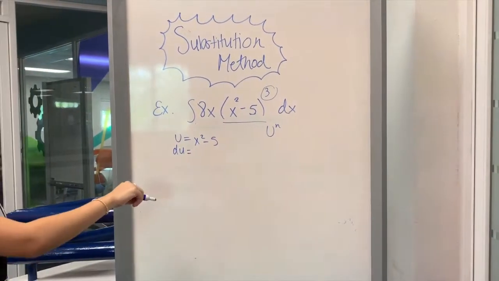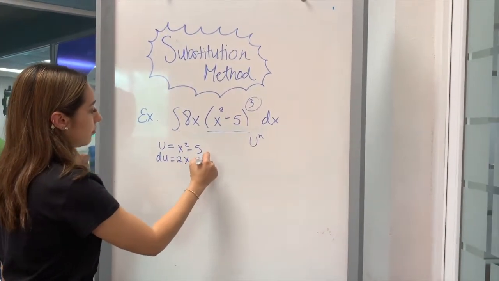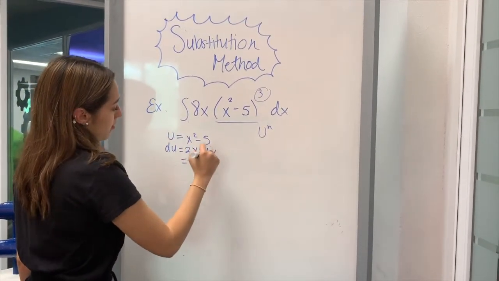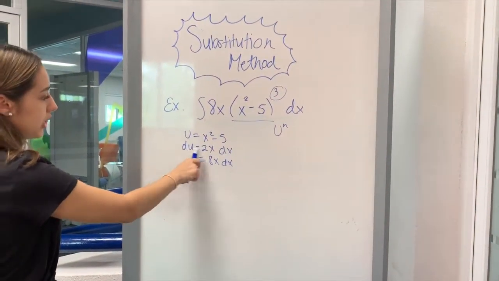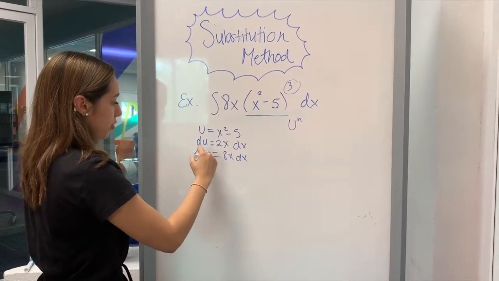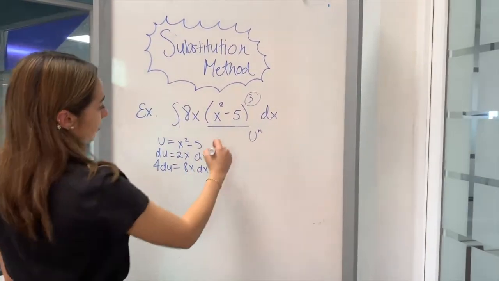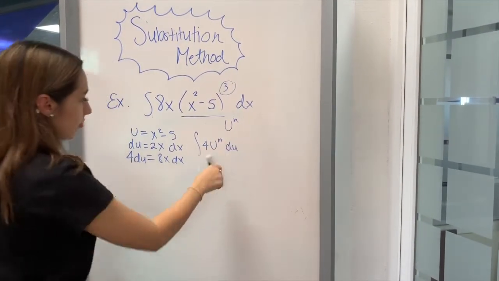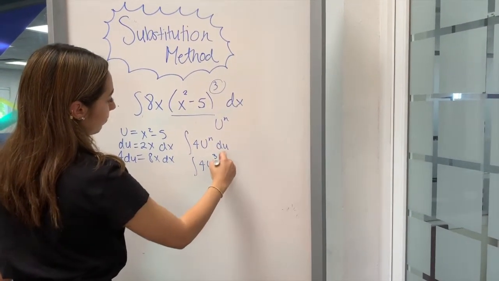Our du would be the derivative of our u, which is 2x dx. And we equal it to what is outside, which is 8x. Now we're gonna multiply 8x times du divided by 2. So our x's will cancel, and we will have 4 du left. Now that we have this, we're ready to integrate. So we have 4 u to the n du. Our n is 3, so we're gonna substitute the 3.